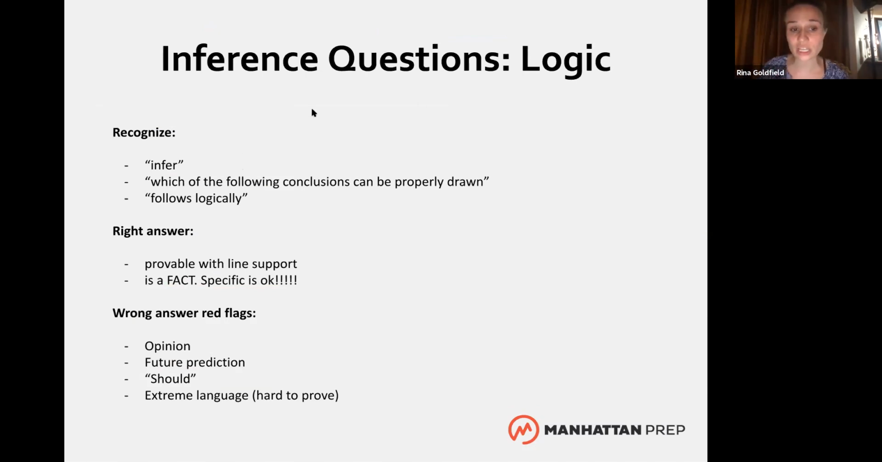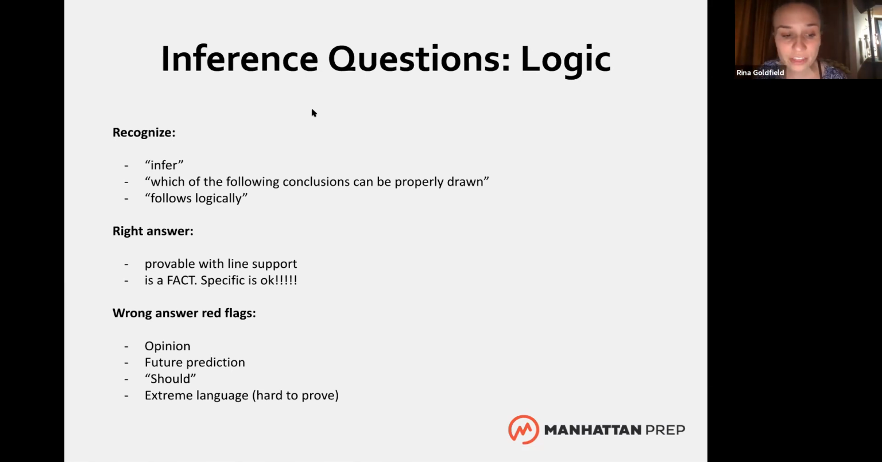They'll have language like infer, which one of the following conclusions can be properly drawn, follows logically. And our right answer is provable with line support. And specifically, we're looking for a fact. So something that's a little more detailed might be okay here. It doesn't need to summarize everything, but we want it to have that fact-like quality, something that could be proven.